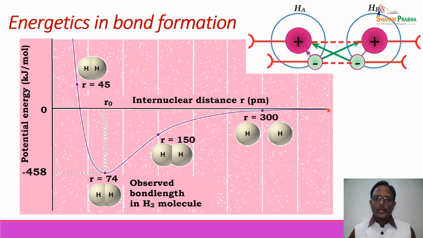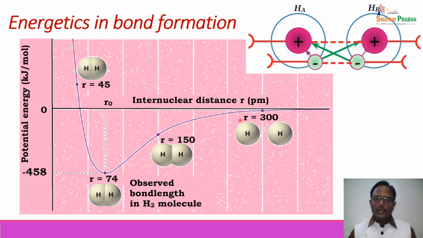But if they come closer and closer, at some moment the interaction begins. Initially, the attractive interaction is stronger than the repulsive interaction, because the internuclear distance is large. As a result, there is more attraction than repulsion. Hence, they start approaching each other because of the attractive forces. And we know that whenever there is an attractive force, there is a net release of energy, and hence the potential energy of the system goes on decreasing.